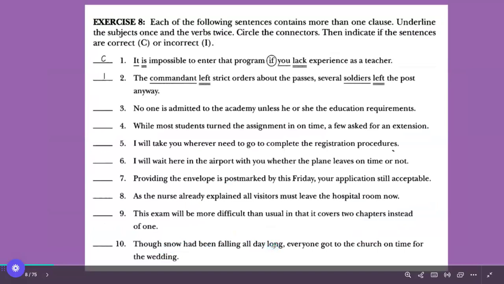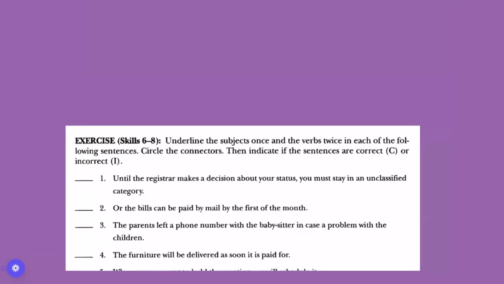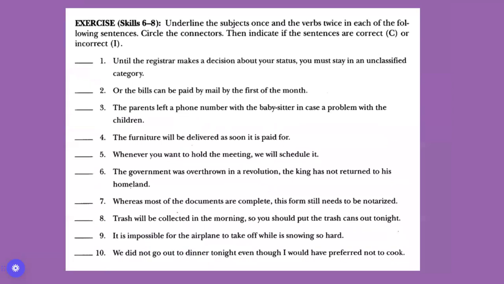Everyone got to the church on time for the wedding. What do you think, complete or incomplete? Complete. Correct. Okay, now answer these ones individually. Get a piece of paper, and then I'll share the answers in the chat.